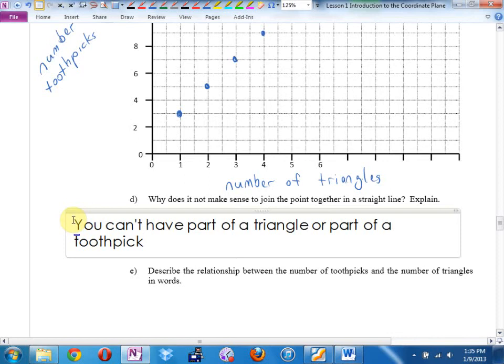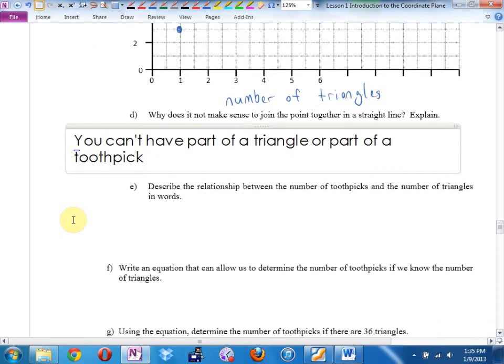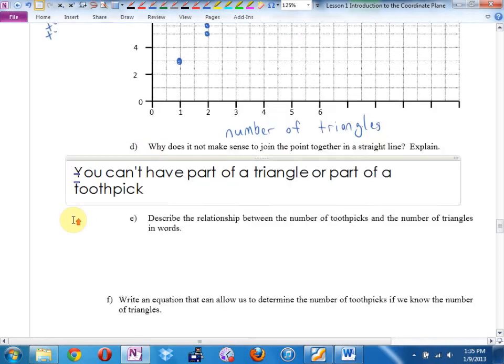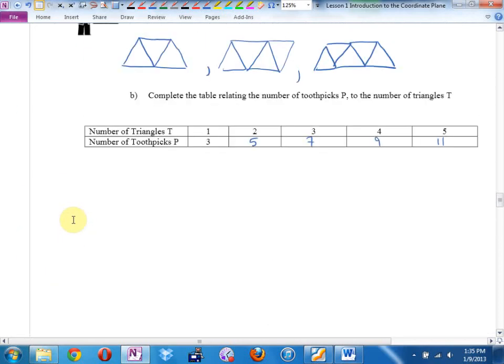Usually if you scratch your brain for a little bit, you can figure out whether you can connect the dots or not. E says, describe the relationship between the number of toothpicks and the number of triangles in words. Supposing I said we have 8 triangles. How many toothpicks? Can you figure out how to get there without having to build it? Or here's my question. Can you figure out some kind of mathematical trick that can turn a 1 into a 3, a 2 into a 5, a 3 into a 7, a 4 into a 9, a 5 into an 11?